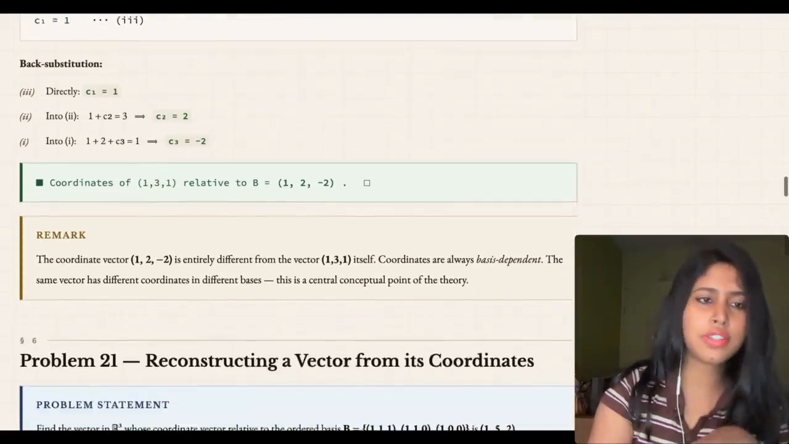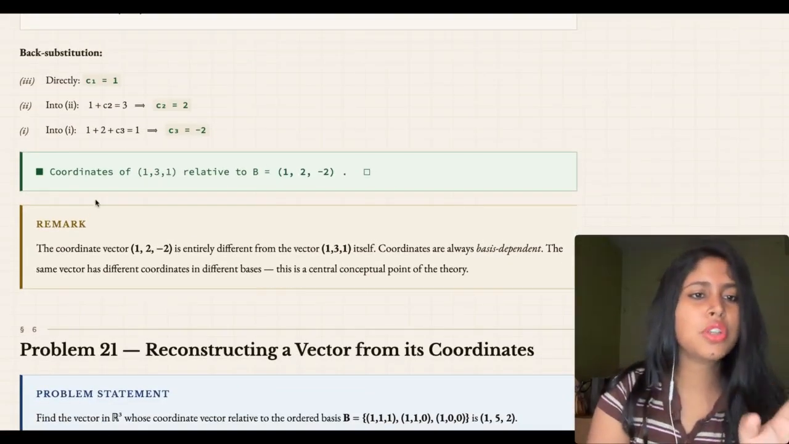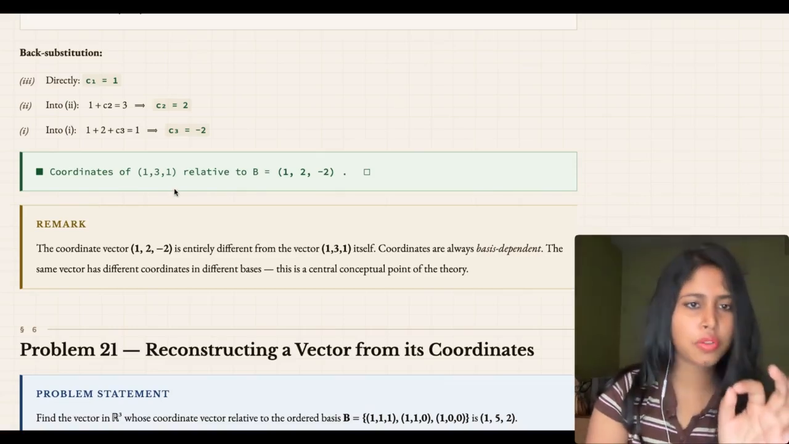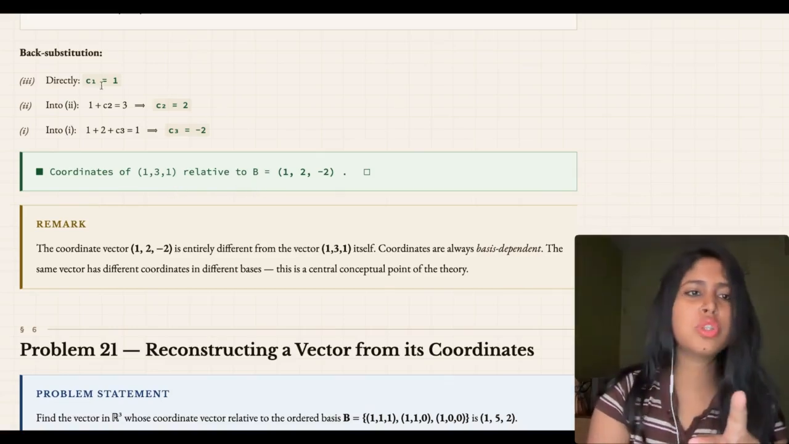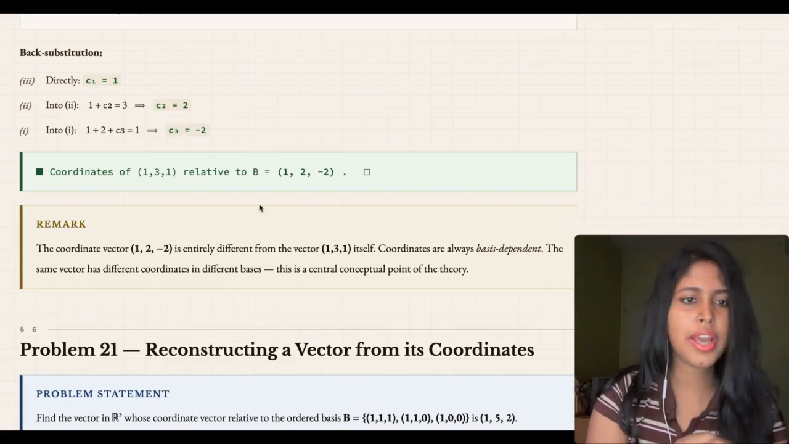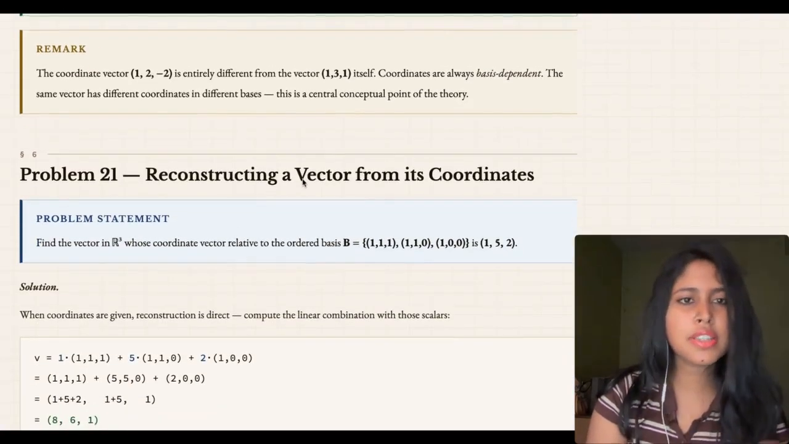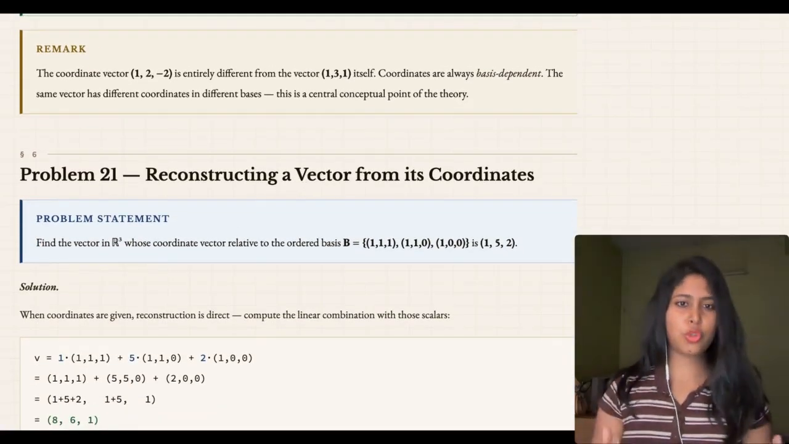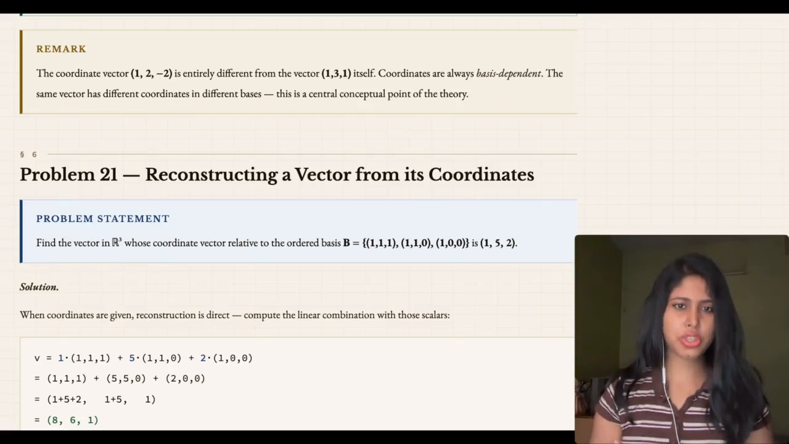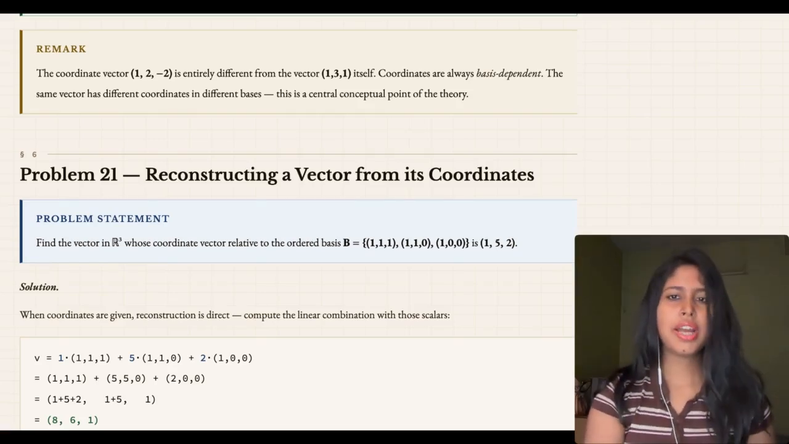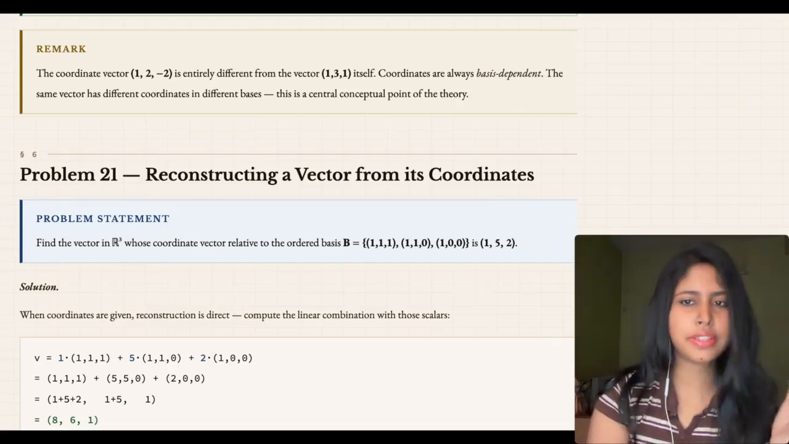Therefore, what is our answer? How do we get the answer? Answer is that the coordinates of (1, 3, 1) relative to B is equal to (1, 2, -2), as you can see here, right? So this is all about the question which I've told you that there are two questions on substitution method only. I will solve and I will show you, and that is it.